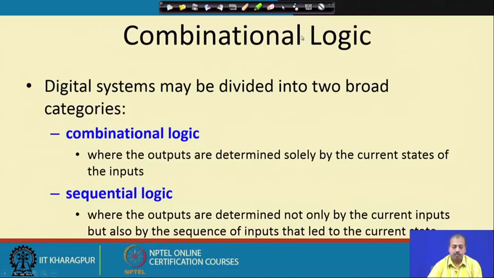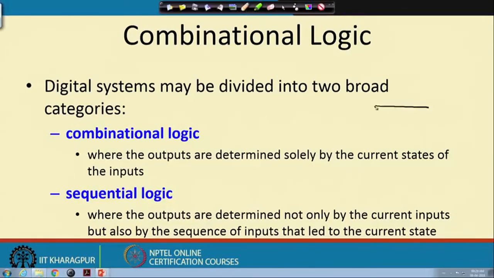Next, we will look into the design of combinational logic. Using the basic gates that we have discussed so far, we can realize combinational functions. Any digital circuit can be represented in terms of these gates, and we will slowly go towards that. If you look into all digital systems, they can broadly be classified into two categories: one is known as combinational logic, another is known as sequential logic. Combinational logic is like this: the output is determined solely by the current state of the inputs.